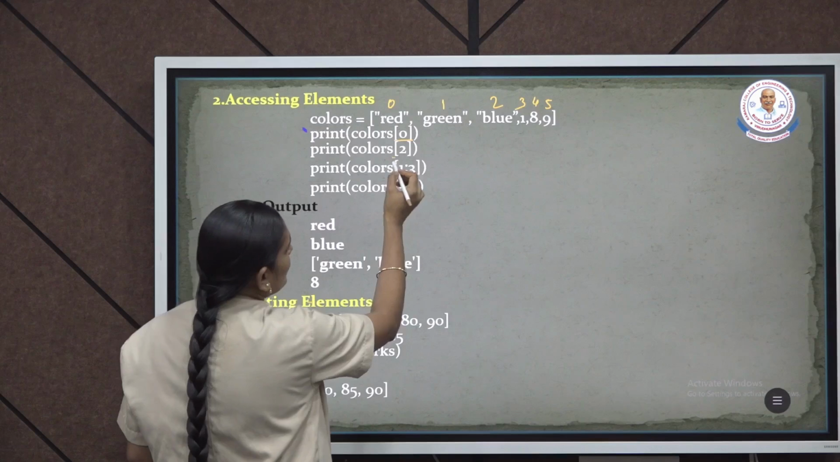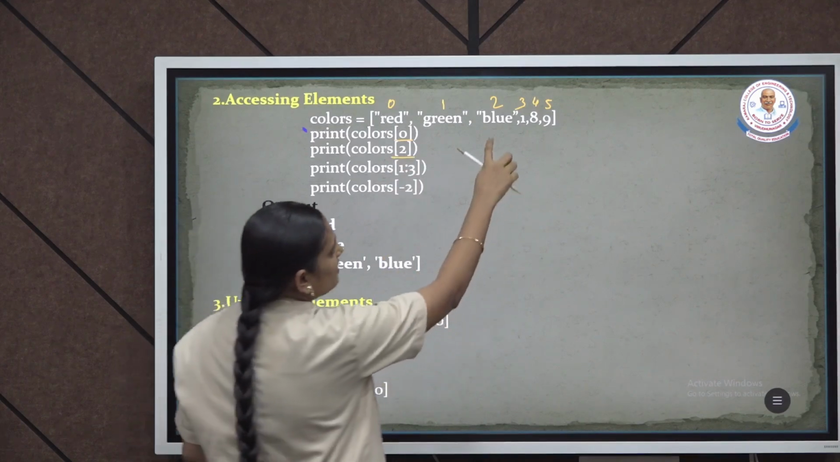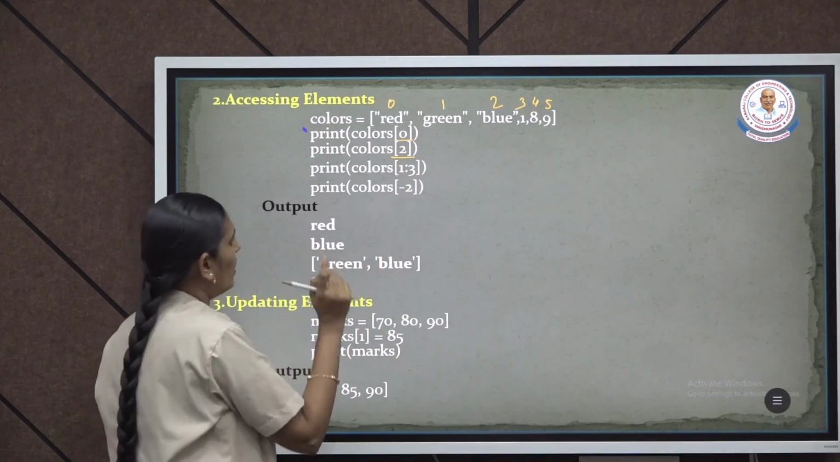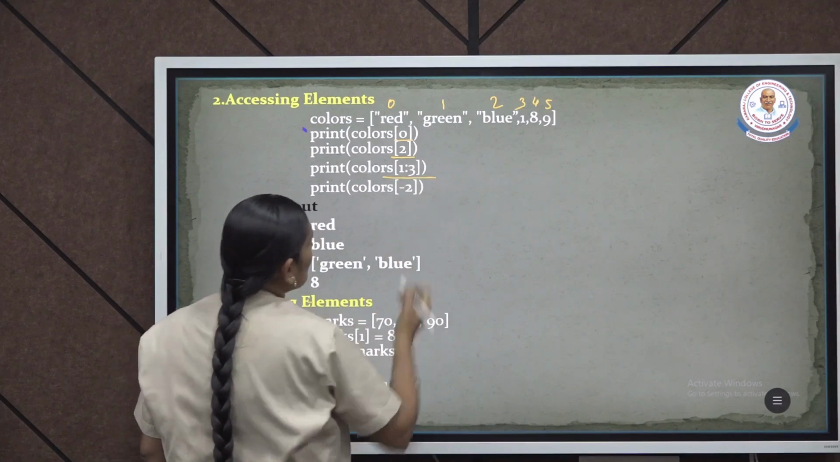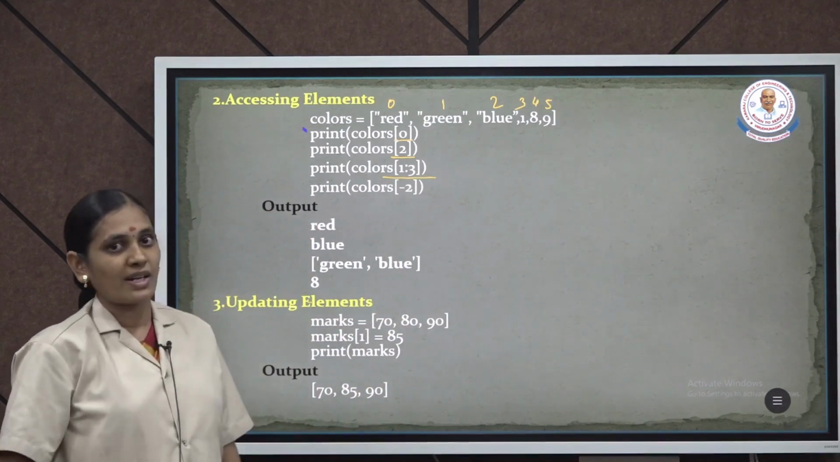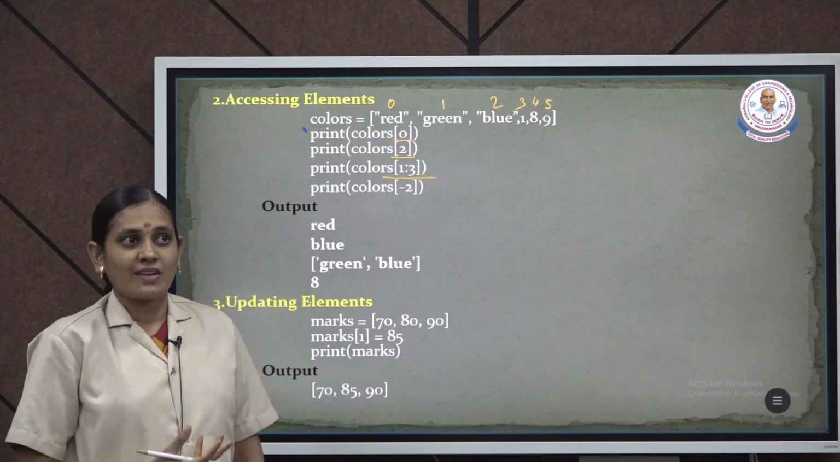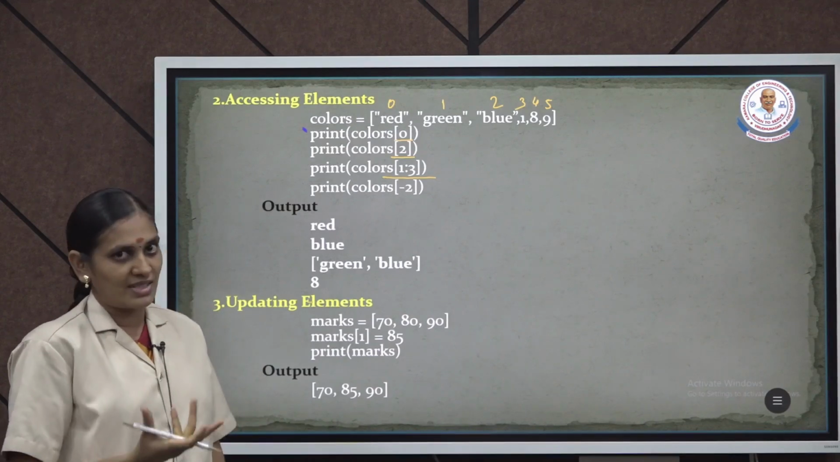And I am trying to access the second index. So what is the second index value? The second index value is blue. So here the output is blue. And we can access elements using the slicing operator also. Using the slicing operator in Python, we can retrieve a particular range of elements.